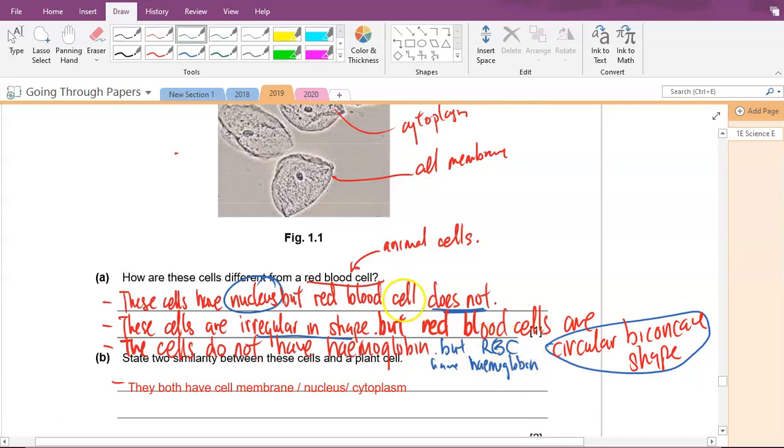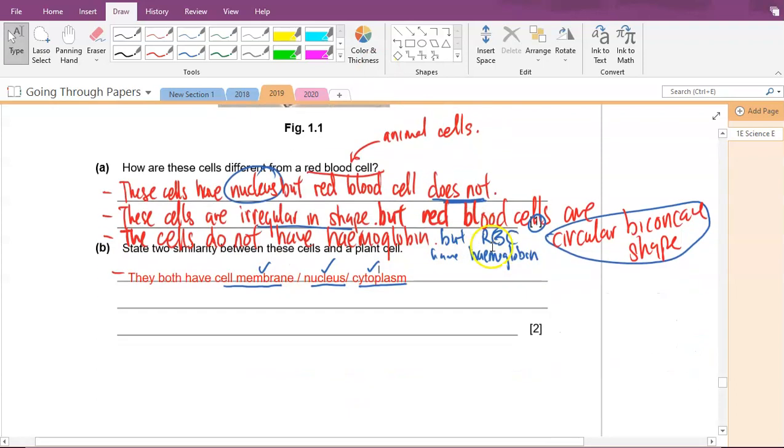Hemoglobin. Okay, so these are the three differences. You just need to write any one of these because it's only 1 mark. Next, state two similarities between these cells and a plant cell. So plant cells and animal cells, all of them will have protoplasm, meaning that they will have cell membrane, nucleus, and cytoplasm. Hence, you just need to give me any two of these. Out of these three, choose any two, and you will get your full 2 marks over here. So quite simple, 2 marks to get.